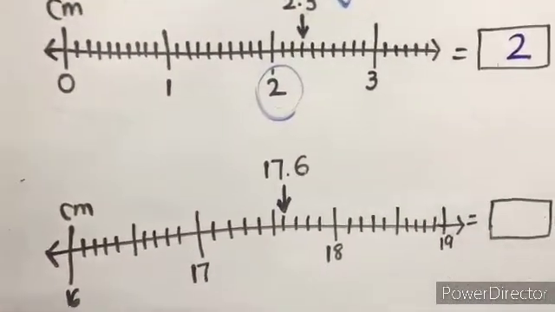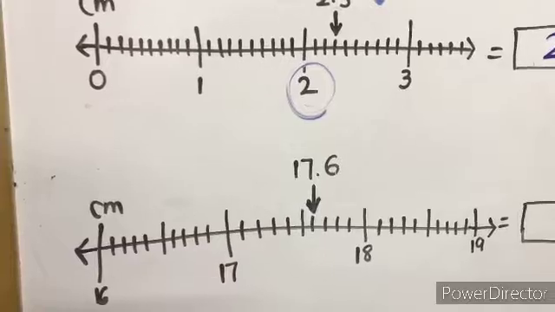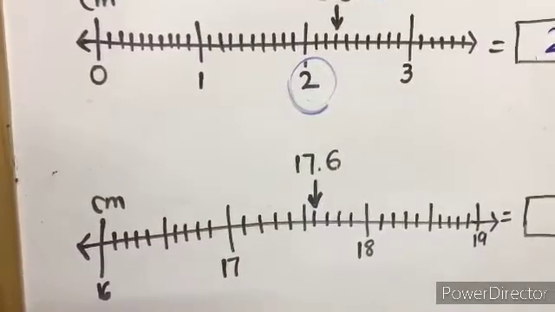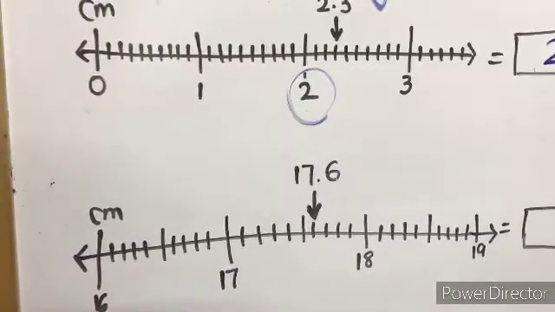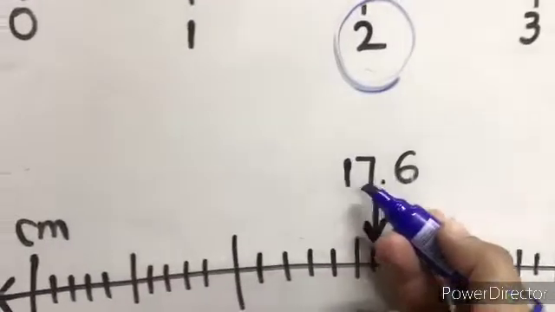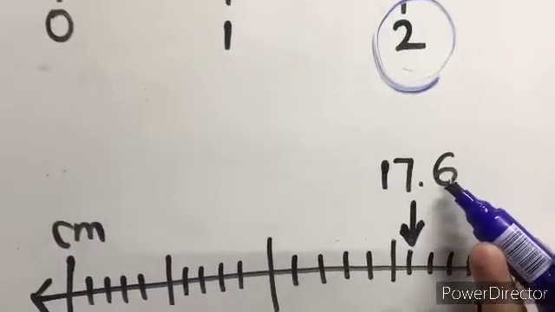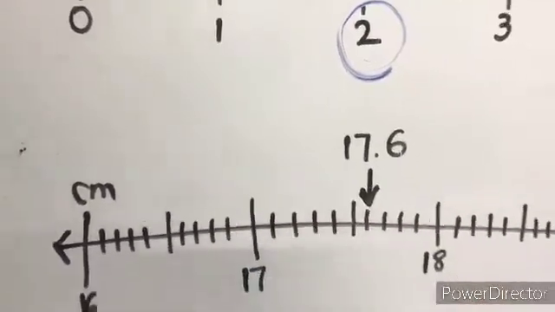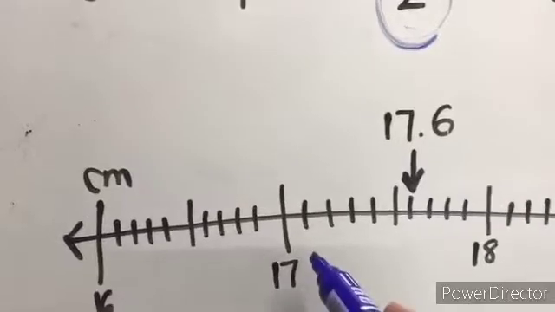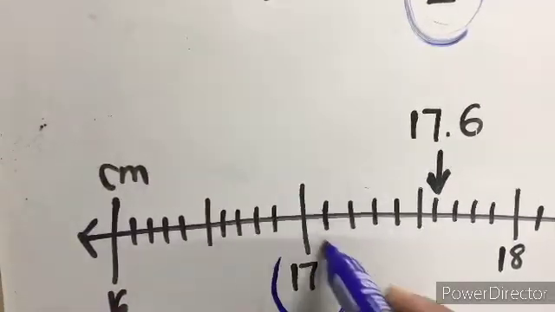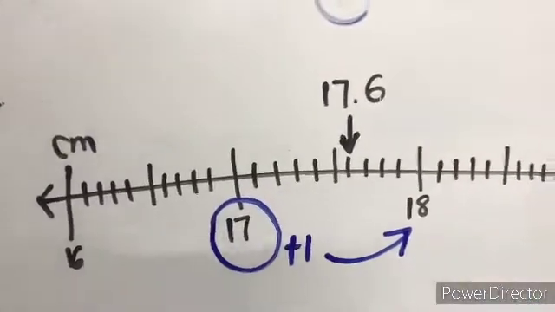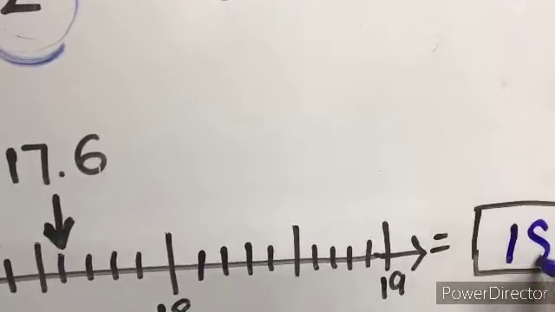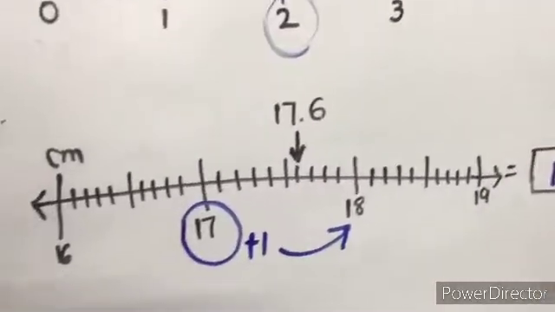The second question is 17.6 centimeter rounded off to the nearest whole number. See, 17.6. The decimal part is greater than 5, so we will add 1 to the whole number and it becomes 18. So we will write 17.6 when rounded off becomes 18.